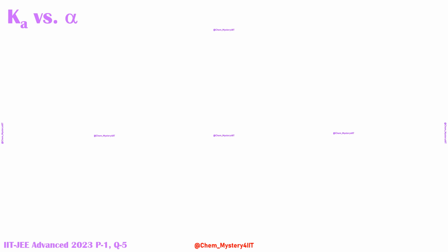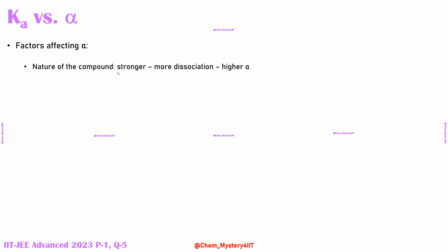That is how alpha compares with the Ka. Now we will have a brief discussion about what factors affect the degree of dissociation alpha. The very first factor is the nature of the compound. Stronger compounds, for example NaCl, will have greater dissociation in comparison to weaker electrolytes, say for example acetic acid or ammonium hydroxide. The stronger the compound, the more dissociation it gives. That is actually the reason why we call them stronger, which means they are almost completely dissociated. This gives almost 100% dissociation. Alpha is going to be nearly 1.